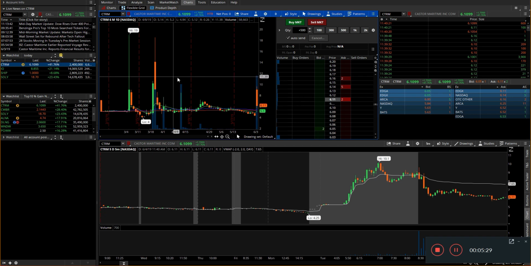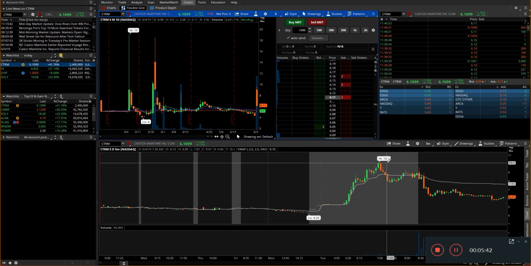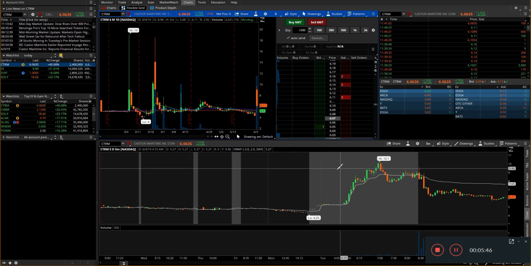And the reason for all this is, say you have $1,000. You buy 200 shares of CTRM at $5, and it moves up to $10 on that 200 shares. That's $5 times 200. That's $1,000. So on your $1,000, you made $1,000.